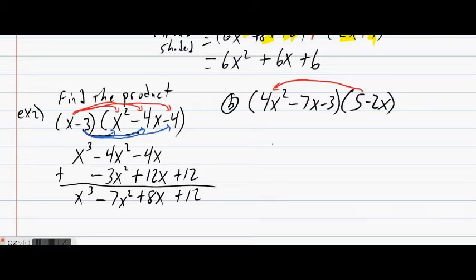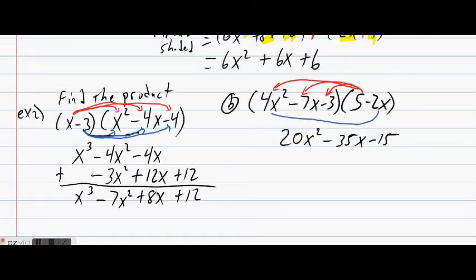That's all. So 5 times 4x squared gives me 20x squared. 5 times negative 7x is negative 35x. And then 5 times negative 3 gives me negative 15.